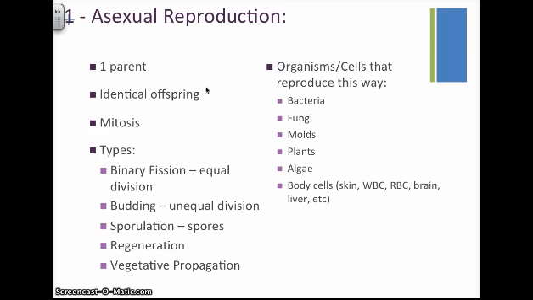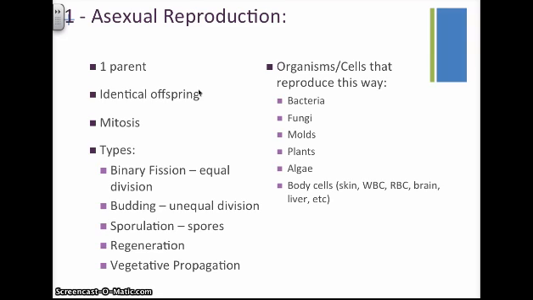In asexual reproduction, remember there's only one parent. They create identical offspring through the process of mitosis. Different types of asexual reproduction include binary fission, which is when it equally divides into two cells, budding, which is an unequal division, sporulation involving spores, like in mold, regeneration, and vegetative propagation.